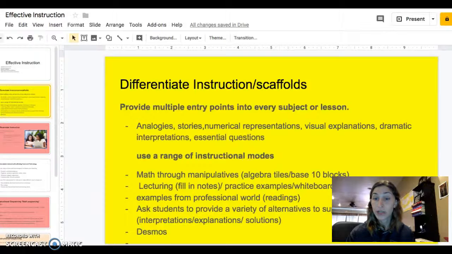Students are used to listening to lectures, but providing them with fill-in notes is a great scaffolding form, or even whiteboards to practice whiteboard examples. And then bringing in readings from the real world to represent math in a real-world situation. And ask students to provide explanations or solutions or interpretations, maybe come up to the board and explain themselves. So the student is being the teacher. And Desmos is really great in math. Students are able to explain or see a graph online and see the differences between a variety of graphs.